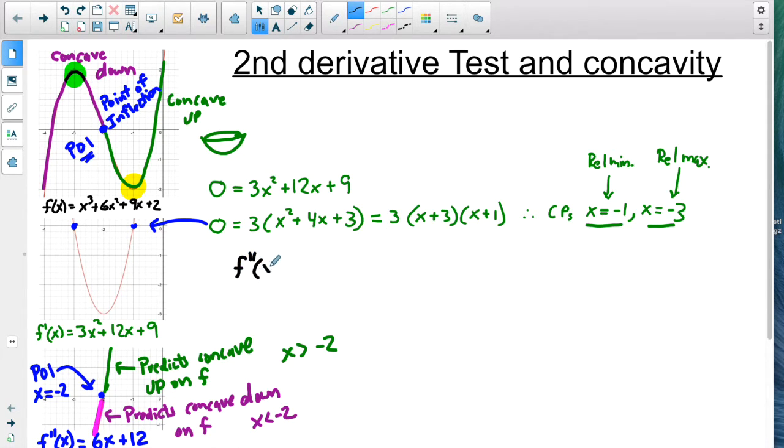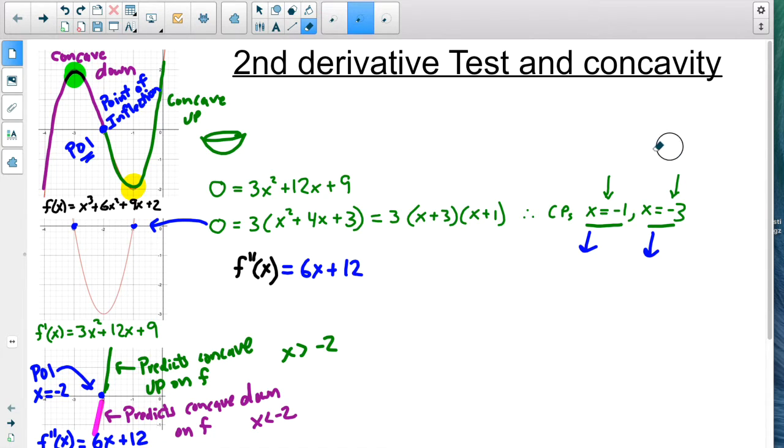F double prime, which we already did. It's in blue down here, right? So f double prime is 6x plus 12. Okay, and all I need to do is to plug these two values in and see what the concavity is, okay? So again, we're pretending we don't know this, right? We're pretending we don't know that. We didn't do the first derivative test. Of course we know what it is, but we're pretending we didn't.